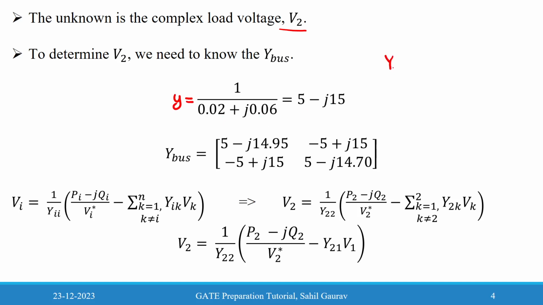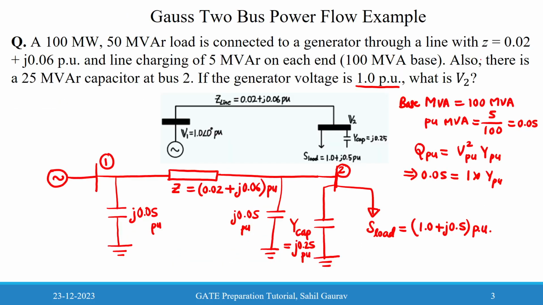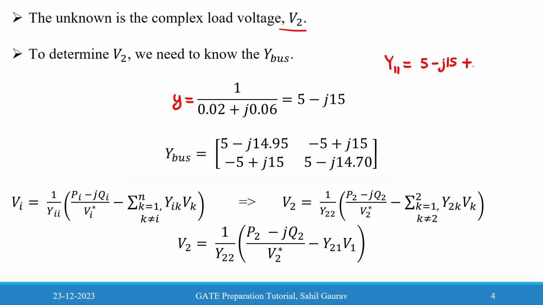Now for y11 you have to just add all the elements that are connected at bus 1. So first is 5 minus j 15, that is the line admittance, plus the line charging admittance, which is j 0.05. So it is coming as 5 minus j 14.95.